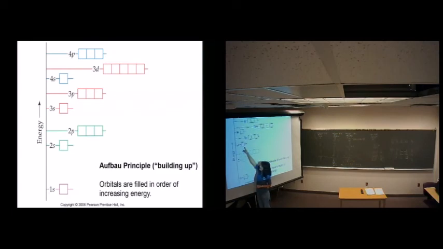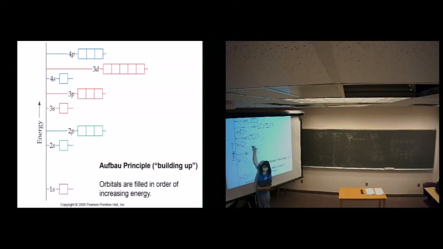Okay, so how many do I have to fill here? 2, and then I can go to the 3p. And how many do I have to have here? 6. When that's completely full, then I can go to the next one. So you see how we go in order of energy? Okay, so we have to go in this order.